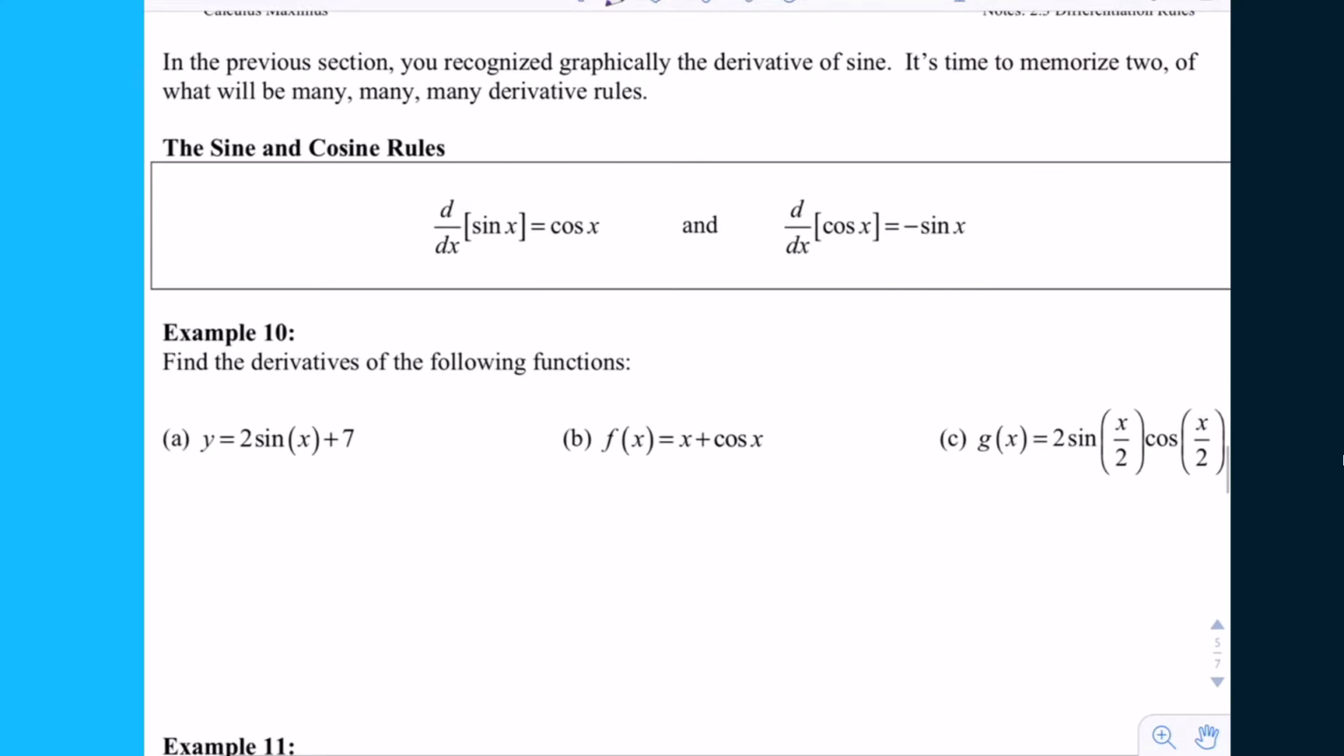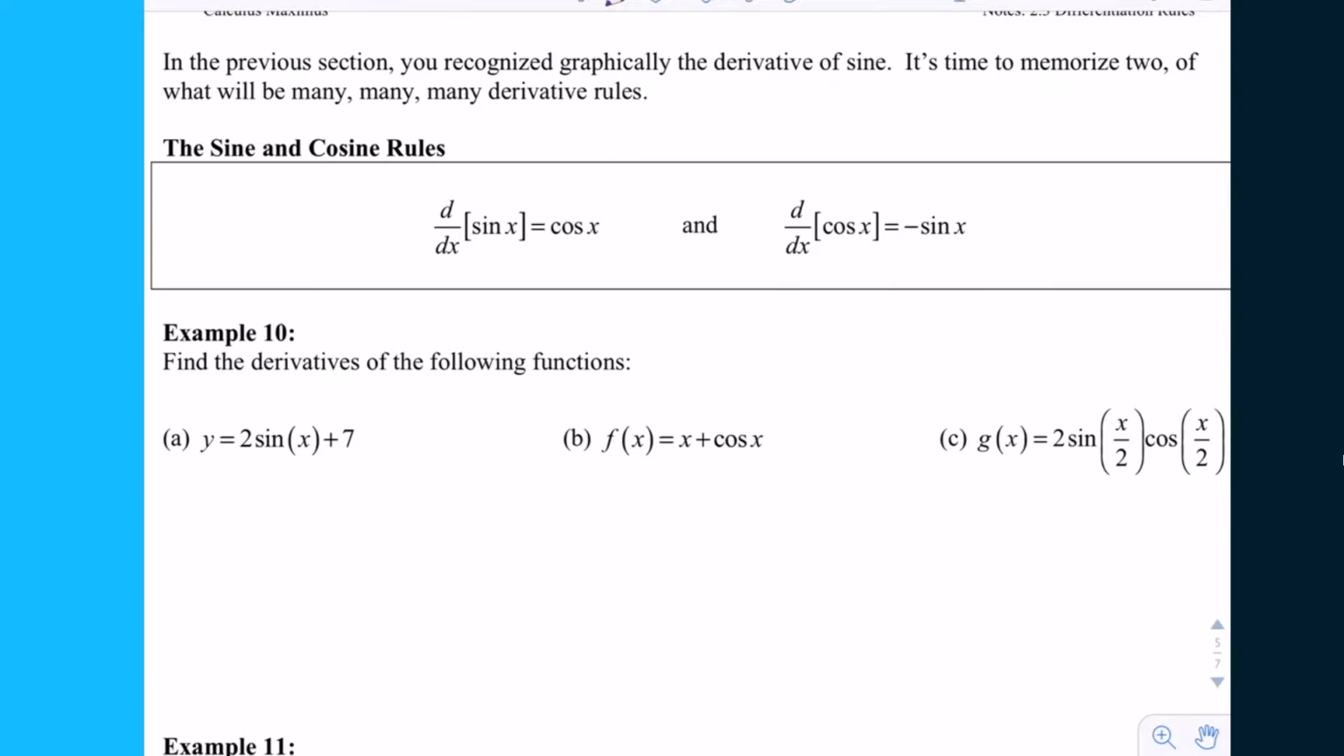Okay, so here we go. The sine and cosine rules. Yeah, the power rule does not work on sine and cosine. So you need a separate rule for the derivative of sine and cosine. And get this, appropriately enough, they're called the sine and cosine rules. Nice. So here's what the sine and cosine rules say individually.